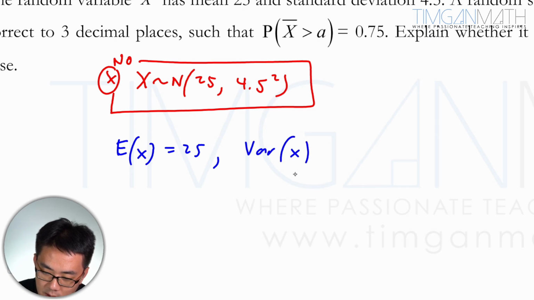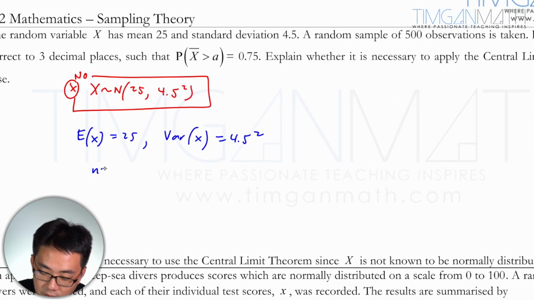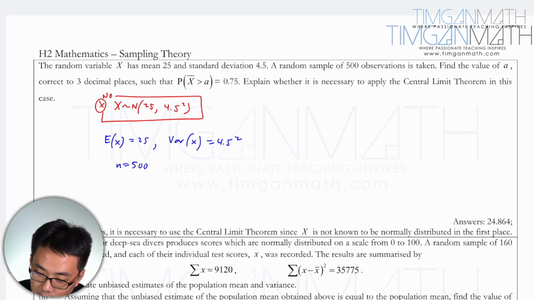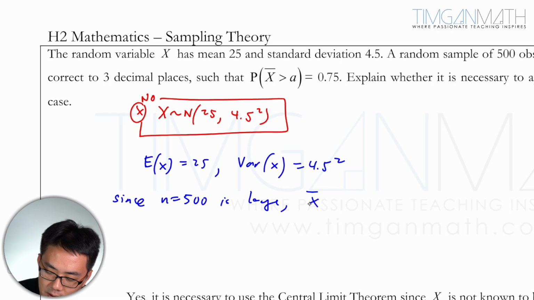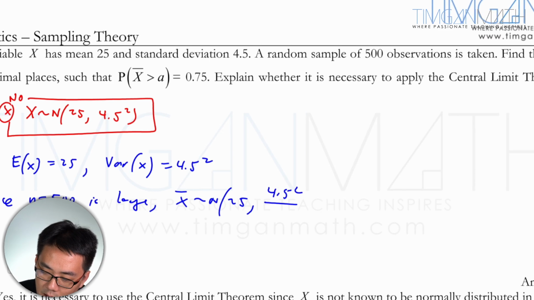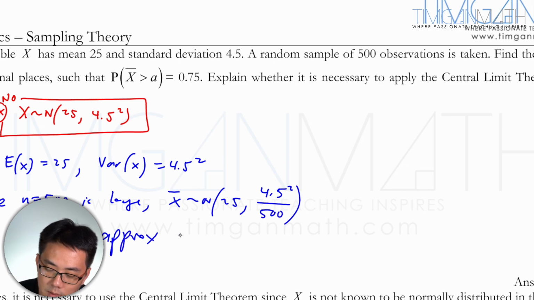Variance of X is 4.5 squared. Okay, random sample of 500, so N is 500. And if we find the value of a correct to 3 decimal points, since N is large, so X bar is approximately normal with variance 4.5 squared over 500. Wow, that's a lot, man. Approximately by CLT.